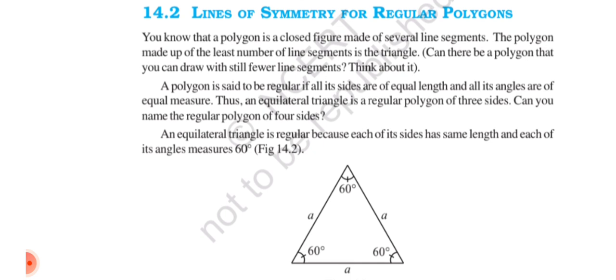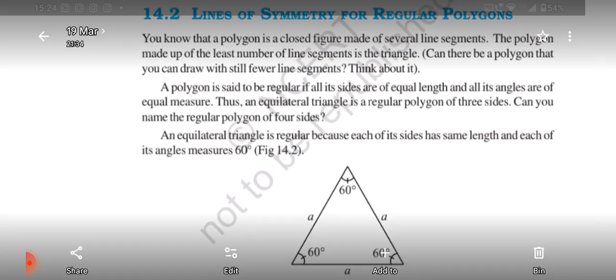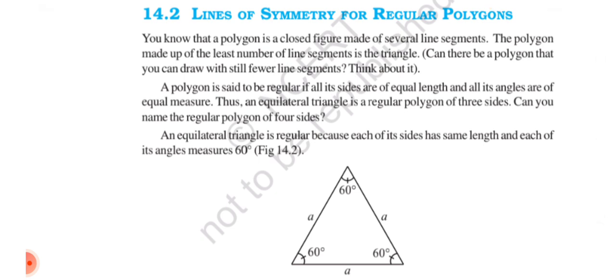Lines of symmetry for regular polygons. You know that a polygon is a closed figure made of several line segments. The polygon made up of the least number of line segments is a triangle. Can there be a polygon that you can draw with fewer line segments? Think about it. A polygon is said to be regular if all its sides are of equal length and all the angles are of equal measure. Thus, an equilateral triangle is a regular polygon of three sides. Can you name the regular polygon of four sides?